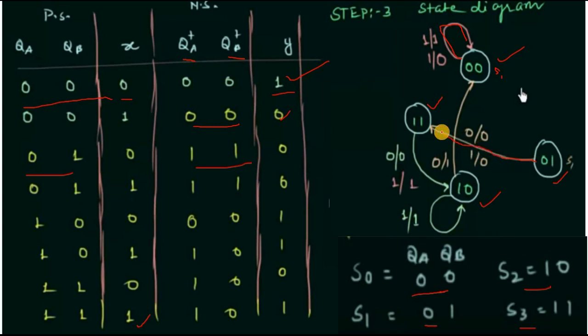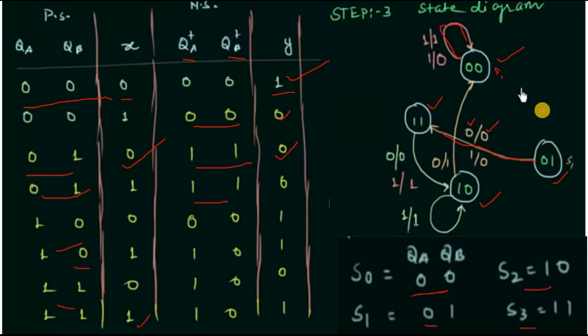What would be the input? Input is 0. What is the output? Output is 0. So that's why I have written input 0 and output 0. And coming to the 0 1 case, same, where does it have to go? 1 1. Okay, 1 1, but output is 0. Okay, so input is also 1. So likewise you have to draw all the things. So this is the resultant state diagram.